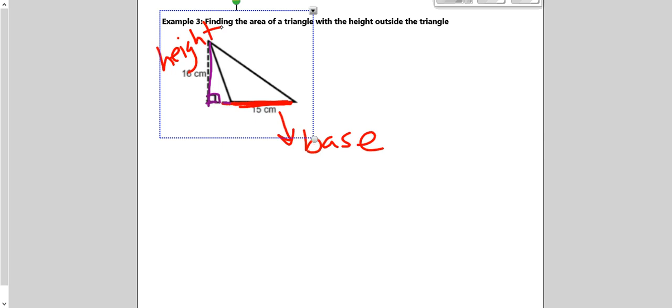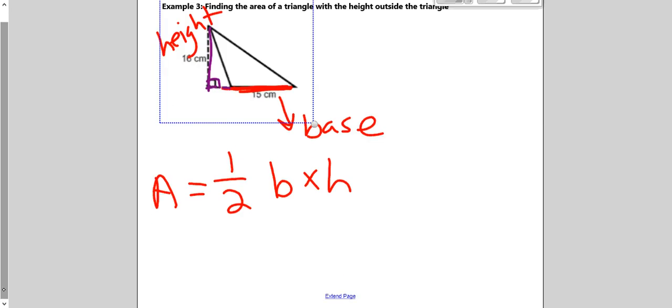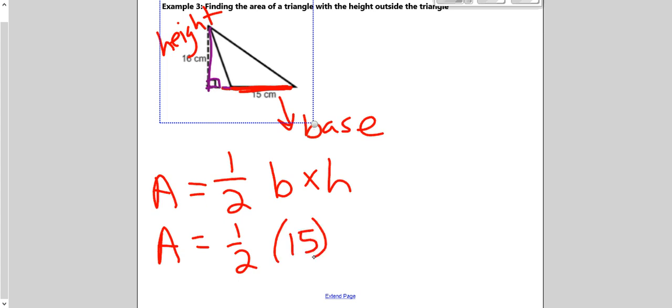Okay. So now I'm ready to find the area of this. I'm going to say area equals 1/2 base times height. So I'm just going to plug in the values that I was given. So 15 and 16. So then the area is 1/2, the base is 15, and the height is 16.